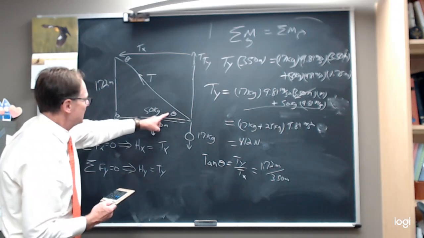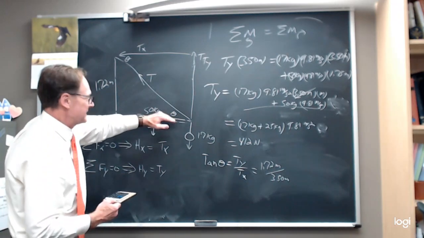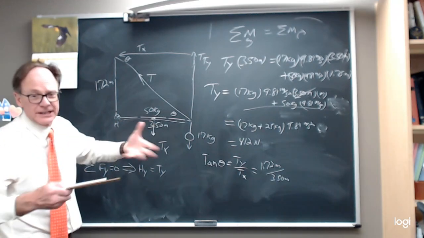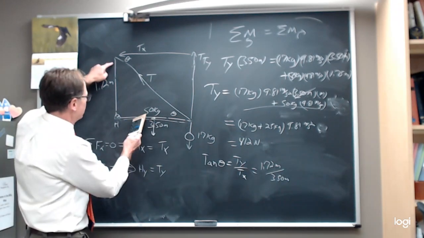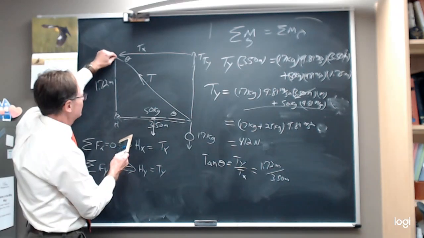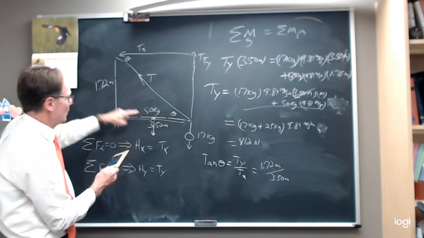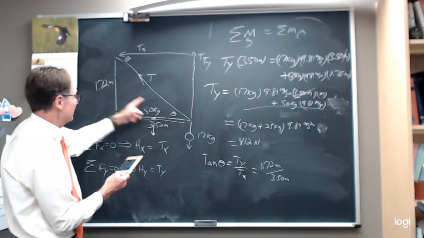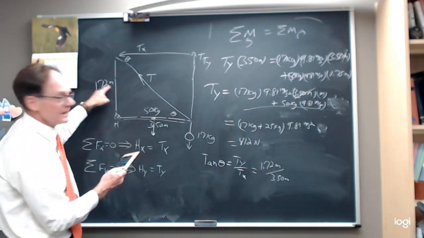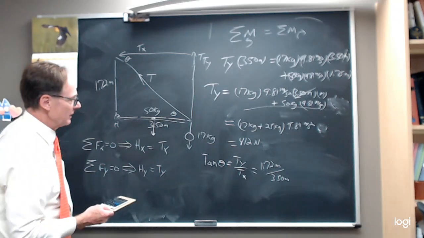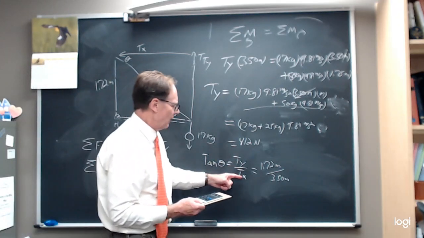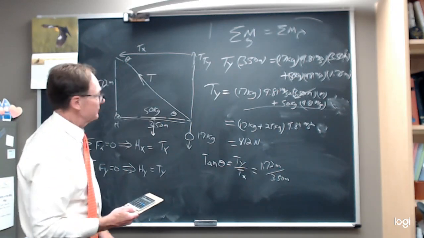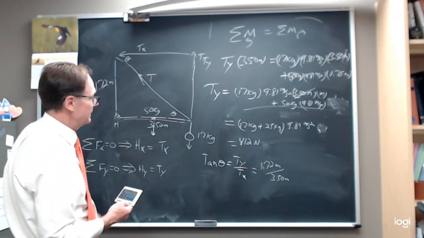It's the same theta for the physical dimensions, the linear dimensions of the setup of the beam and the height where the cable is attached to the wall. That's 1.72 meters and it's 3.5 meters. So tangent of theta, opposite over adjacent, has to be 1.72 over 3.50. So T sub y over T sub x also has to be that. It's the same angle, so you have the same ratio of the tension.